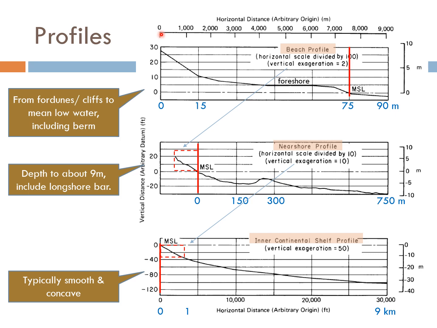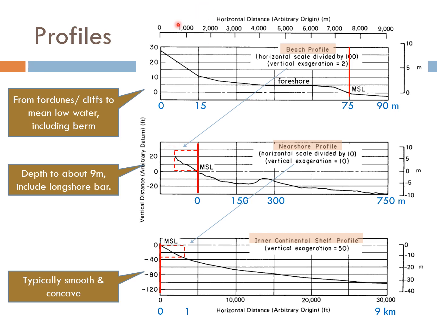This horizontal scale here shows 0 up to 9,000 meter. But take note that when we apply this scale to each of these figures, we apply it slightly differently. When we apply this scale to the first figure, we divide it by 100. So 0 is still 0. 9,000 divided by 100, we get 90 meter. So this part of the beach is about 90 meter wide.